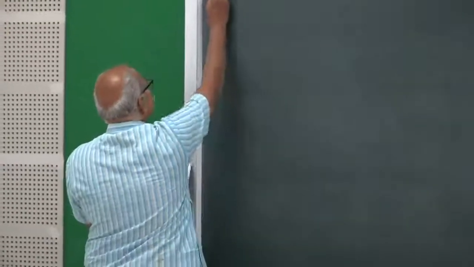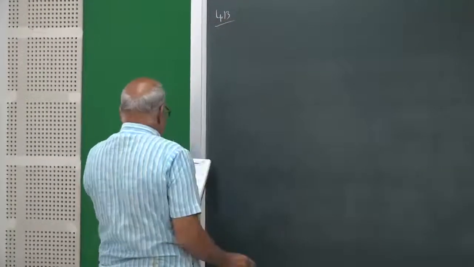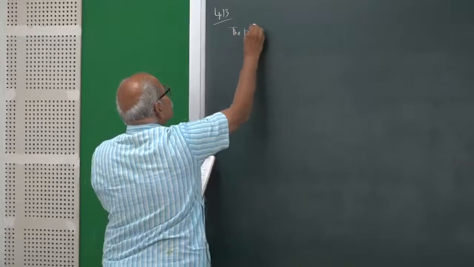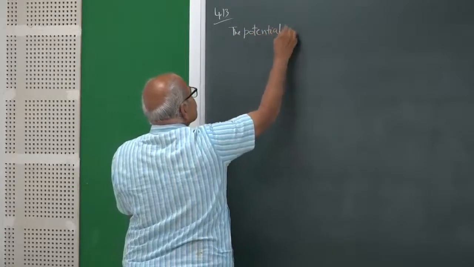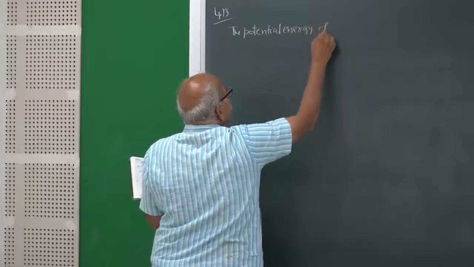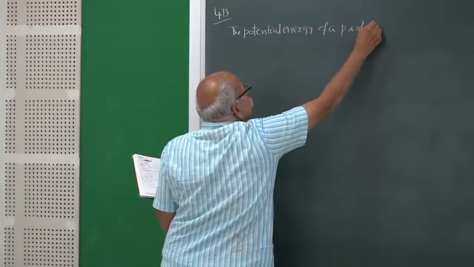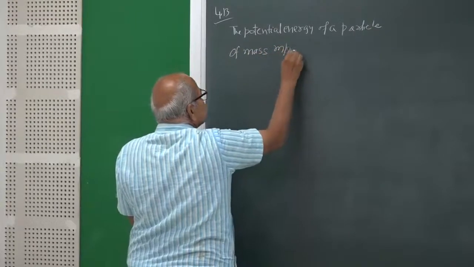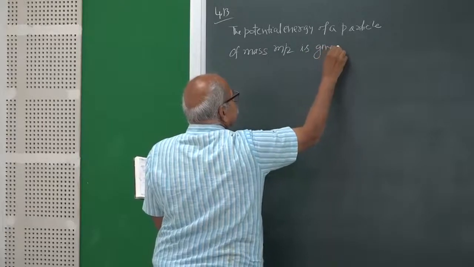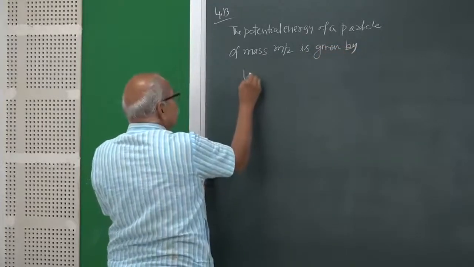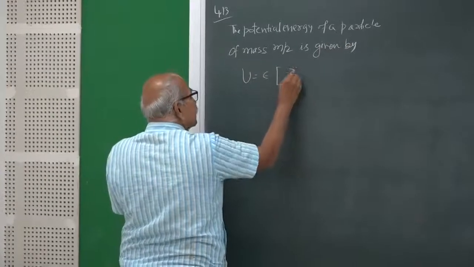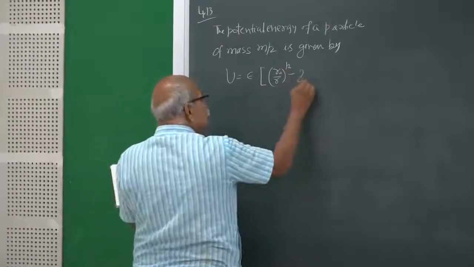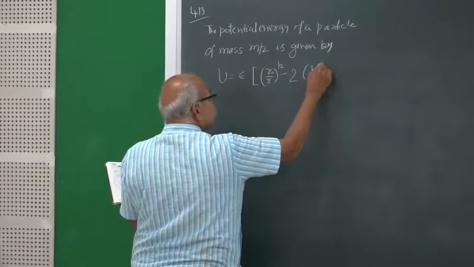I start with a problem based on this book by Kleppner and Kolenkow, question number 4.13. It says that the potential of a particle of mass m by 2 is given by u equal to epsilon, then r naught by r to the power 12 minus 2 r naught by r to the power 6.